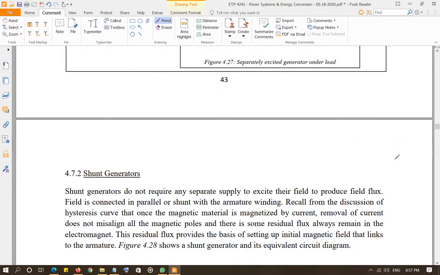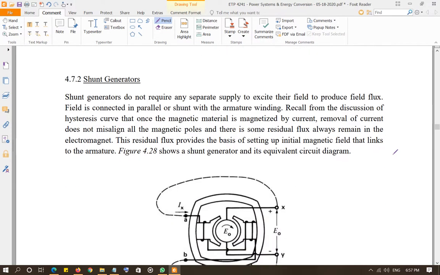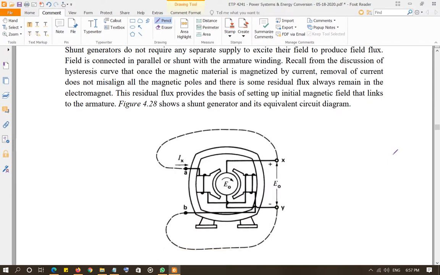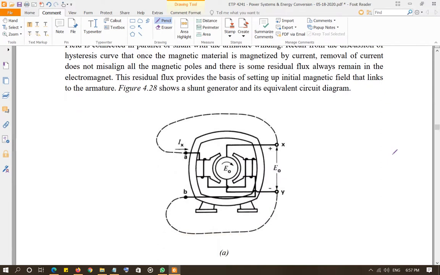Shunt generators, the next type of generators. In shunt generators, basically the field winding is in parallel with the armature. That's why it's called a shunt generator. So that's one thing. The other thing is you don't need any extra power supply to supply current to the field to produce the flux. And that's perhaps one of the biggest advantages of using a shunt generator. That is, you don't need any extra power supply.